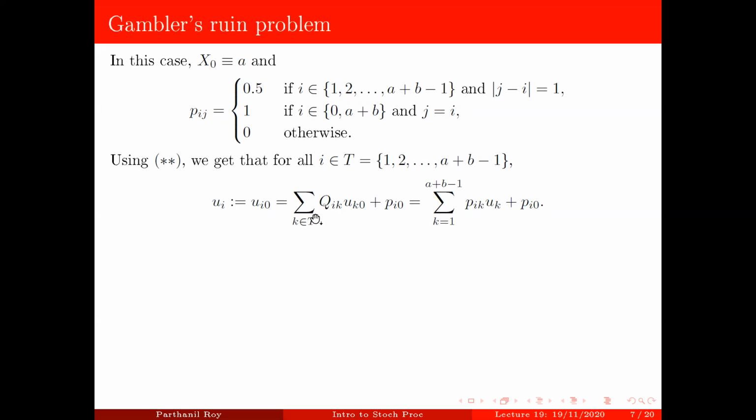So Ui0 is the sum of Qik times Uk0 as k runs over T, T is this set, plus Pi0. Now what we will do is, for each i in T, instead of writing Ui0 every time, we'll just call it Ui. We'll just abbreviate. So Ui is defined to be Ui0. And by the way, this Qik is the same as Pik, because Q is just the restriction of the transition matrix P to the transient states. It's a transition between the transient states. So therefore, this is just Pik. And then, of course, T is 1 up to A plus B minus 1. So that's where the sum is running. And then Uk0 is just Uk. And of course, Pi0.